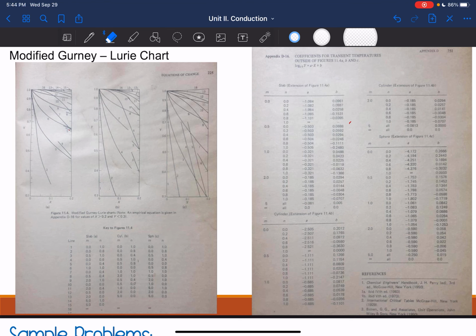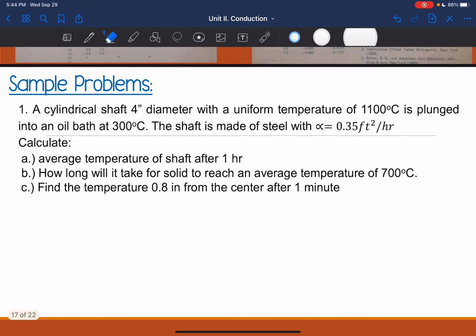Okay, let's have this. A cylindrical shaft 4 inches in diameter with a uniform temperature of 1100 degrees C is plunged into an oil bath at 300 C. Now the shaft is made of steel with alpha 0.35 feet squared per hour. We are to calculate A, the average temperature of the shaft after 1 hour, B, how long will it take for the solid to reach an average temperature of 700 degrees C, and find the temperature 0.8 from the center after 1 minute. Okay, let's do letter A first.